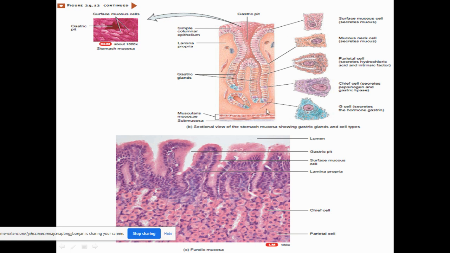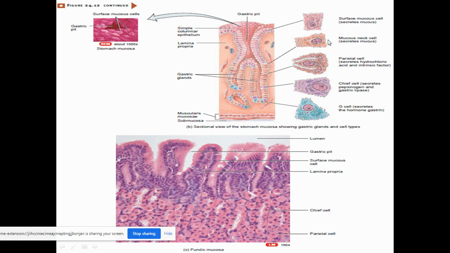Next, you can see the blue colored cells, which are called the G cells. So what is the role of the G cell? The G cell secretes the hormone gastrin. So these are different types of cells that secrete the different products: mucus, HCl, pepsinogen, gastric lipase, and gastrin. So what are they?